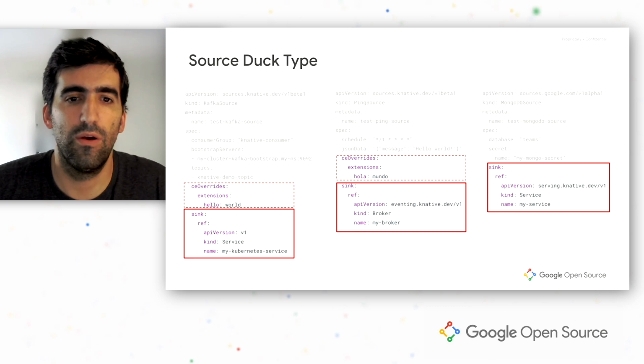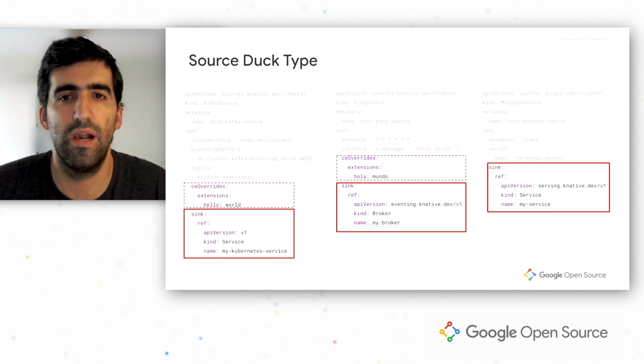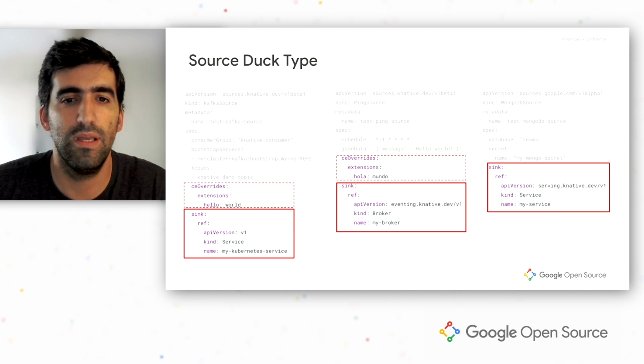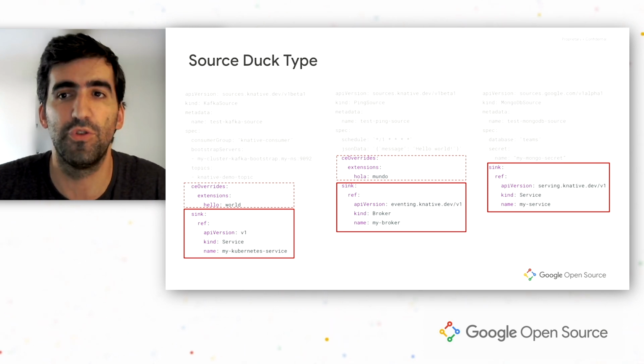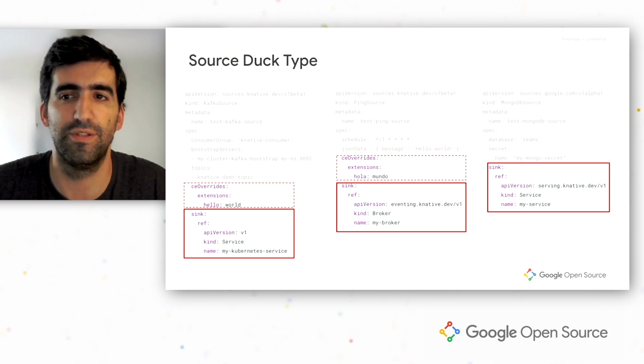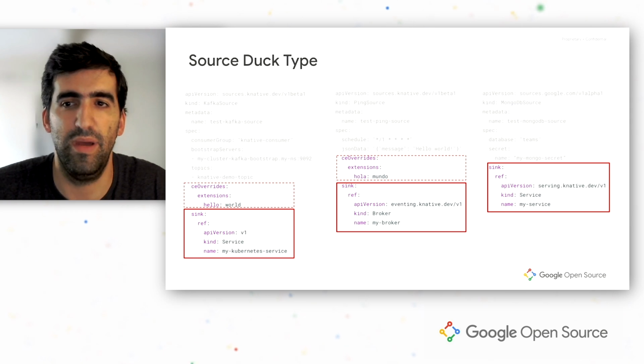They can also optionally specify cloud event overrides, which is in the dotted red rectangles there, which are attributes that are added or overridden in the outbound events. Although they share these common attributes, it's worth noting that each of these objects defines its own specific attributes. For example, in the Kafka one, you can specify a consumer group in the spec, in the ping source, you can specify a cron schedule, and even in the MongoDB source, you can specify a database, for instance.